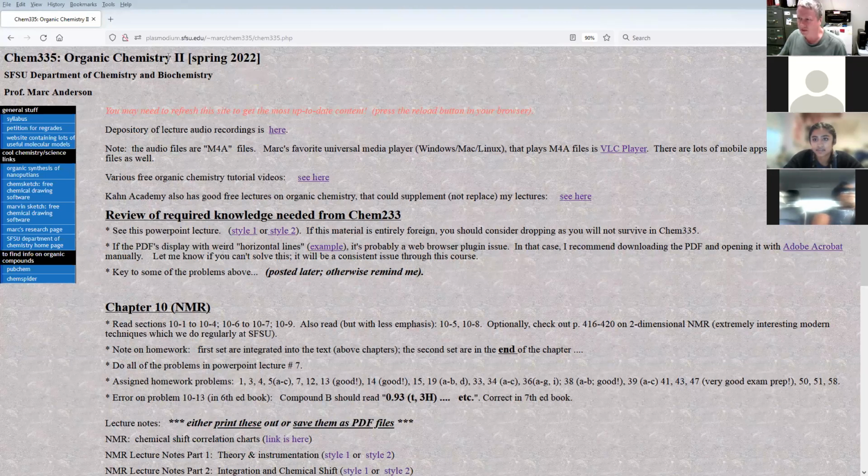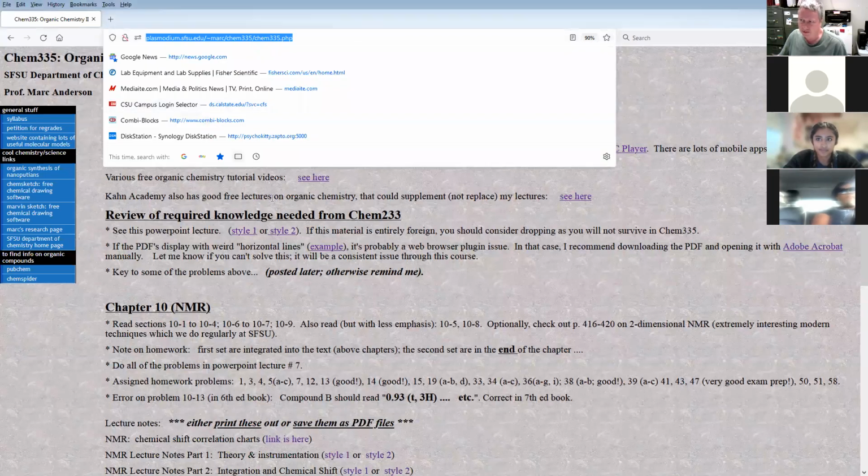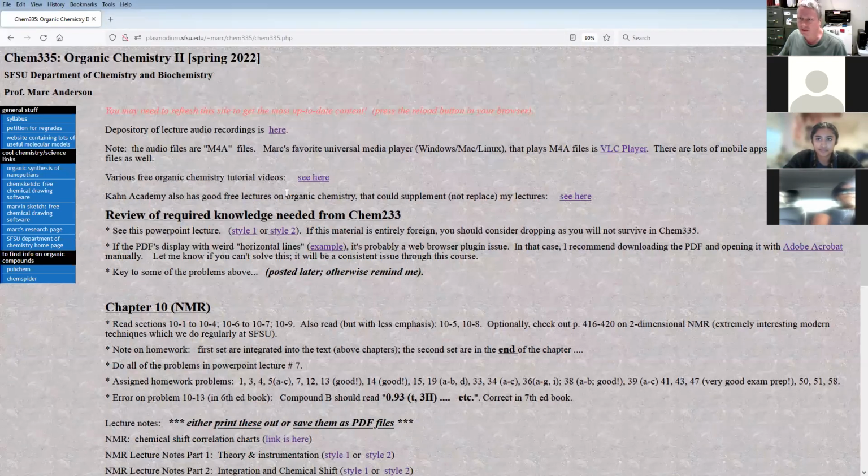It's Organic 2, chem335. And this is the public website. It's also on the syllabus. It's all linked to the iLearn. So everything that's related to the course, including PowerPoints and stuff, is on this public website. You don't need to use iLearn to get here. You can make a link to it.